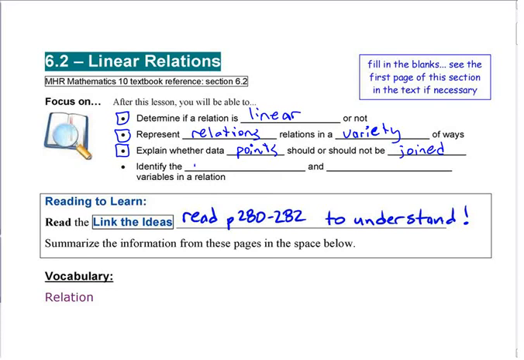And then we talked about this before, but identify the independent and dependent variables. Independent and dependent. Okay, so those 4 things.